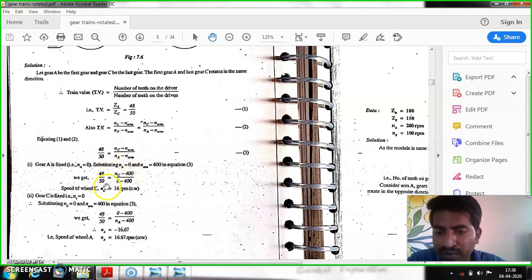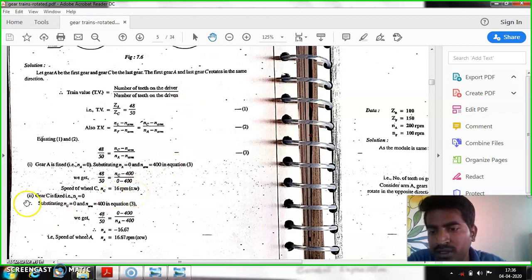Now 48 by 50 equals NC, which we need to find out, minus 400, this is the speed of the arm, divided by the speed of gear A. As it is fixed, it is 0 minus 400. Now for the speed of wheel C, just take this minus 400 to this side and simplify, you will get plus 16 rpm. It means that the last gear C is rotating in the clockwise direction.